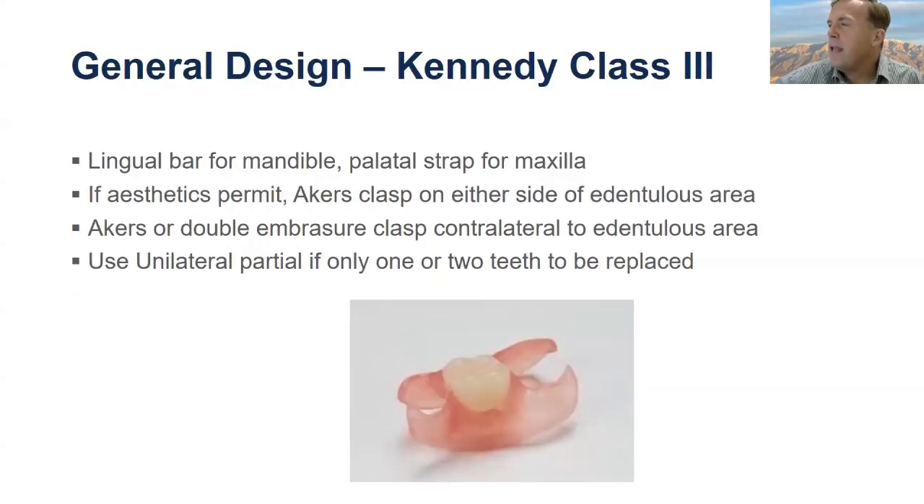For a Kennedy class 3, oftentimes these are cases that we could restore with a bridge if we wanted to. But if the person doesn't want that, a lot of times something like this, either metal and plastic or flexible, can be a very good solution, where you basically have an Akers type design facing opposite each other with guide planes and then a tooth or two. So these can be so nice for your patients, a unilateral partial, because they're so much smaller. Otherwise, we're replacing 2 teeth and we're making a prosthetic that encompasses their whole mouth.